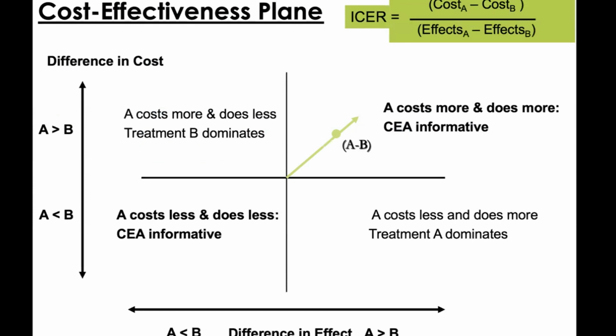So this is sort of the summary of what cost effectiveness analysis results are. And the primary outcome is this ICER, incremental cost effectiveness ratio. And that really is your delta cost divided by your delta effects. And this is the cost effectiveness plane. I'm just briefly going over this, but costs are on the y-axis, effects are on the x-axis. These are difference in cost, difference in effect.